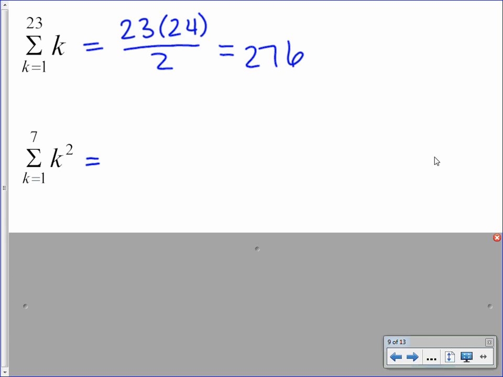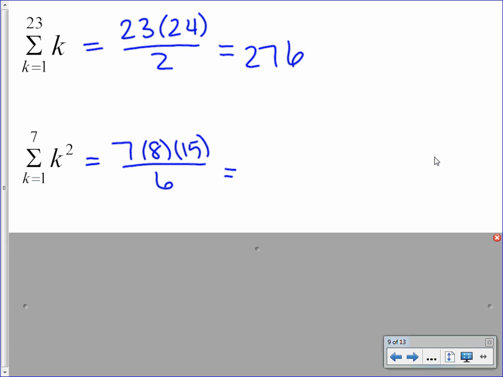How do we set this up? 7 times 8 times 15, over 6. Because we have to take n times n plus 1 times 2n plus 1 all over 6. So essentially we have 7 times 4 times 5. Okay, so 6 is 2 times 3. So this can reduce to 4, then this can reduce to 5. So 7 times 4 times 5. Do you see that trick?